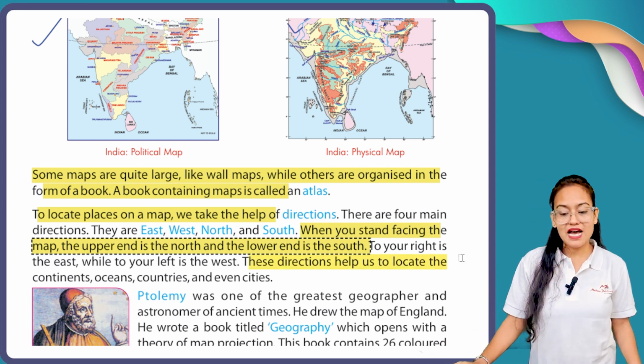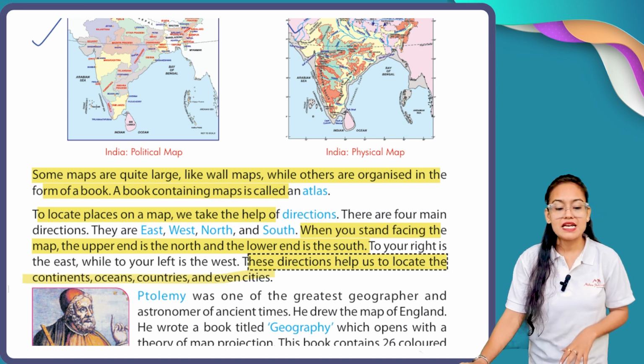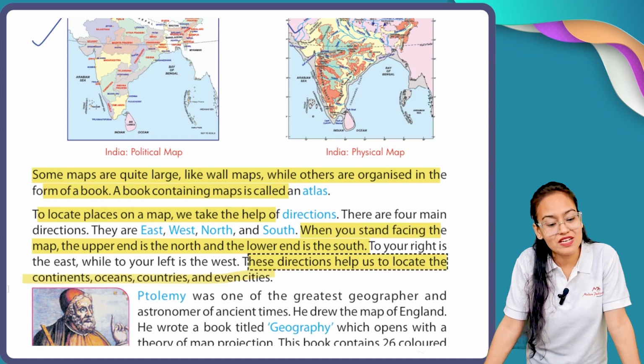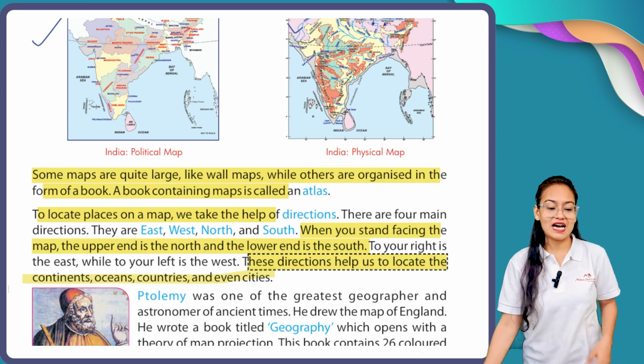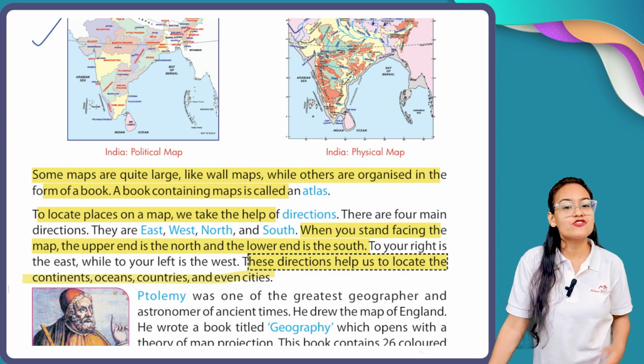These directions help us to locate the continents, oceans, countries and even cities. Now, why do we need the help of directions? We need the help of directions because through directions we can mark the location of continents, oceans, countries, even the cities.